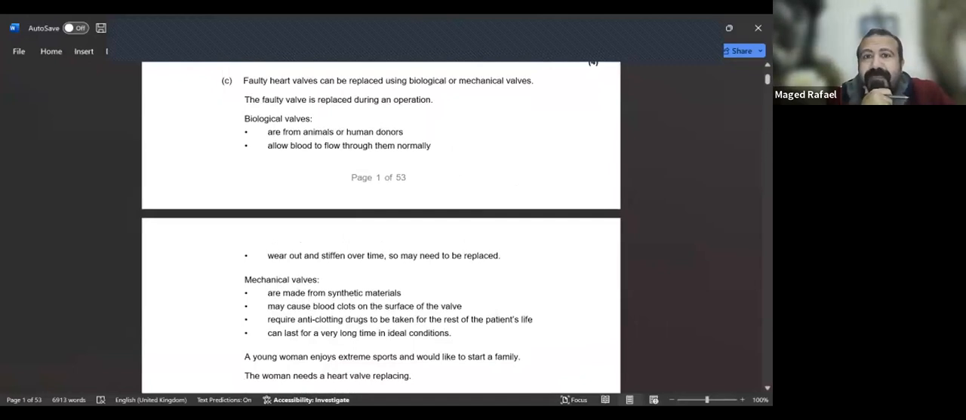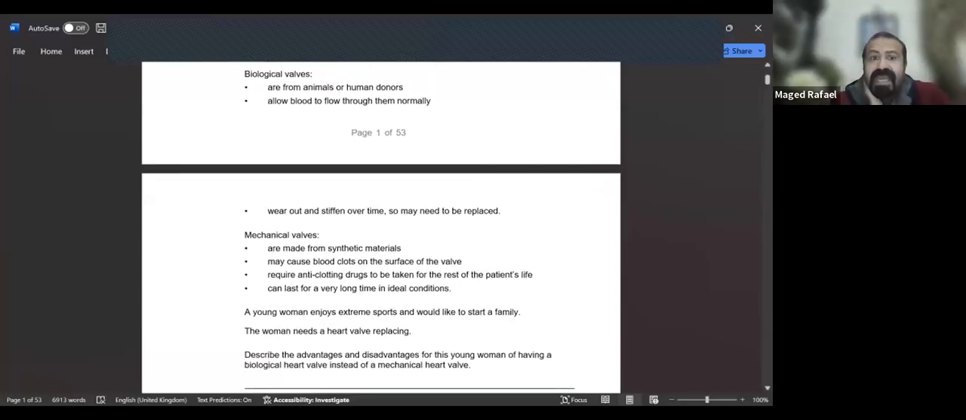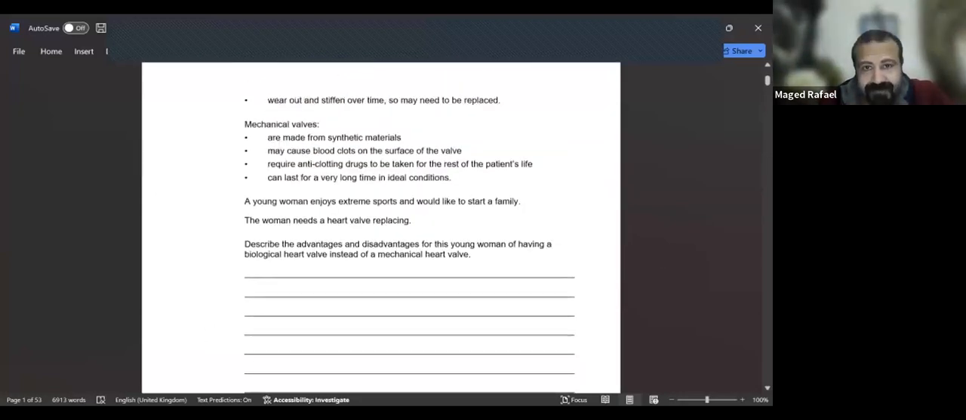Faulty heart valves can be replaced using biological or mechanical valves. The faulty valve is replaced during an operation, and he's giving you the facts of biological valves and mechanical valves. Could you please read the difference between biological valves and mechanical valves? Then describe the advantage and disadvantage for this young woman of having a biological heart valve instead of a mechanical heart valve. So what is the advantage and disadvantage? This question is a 4 mark question.